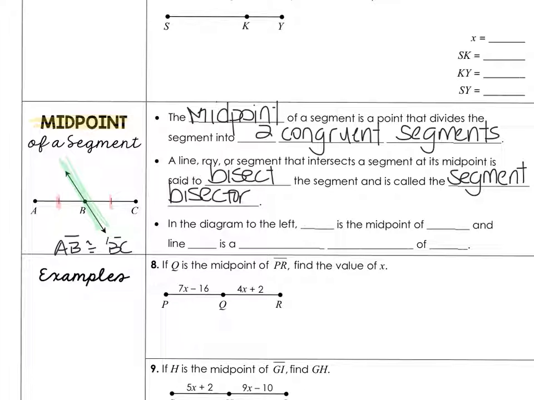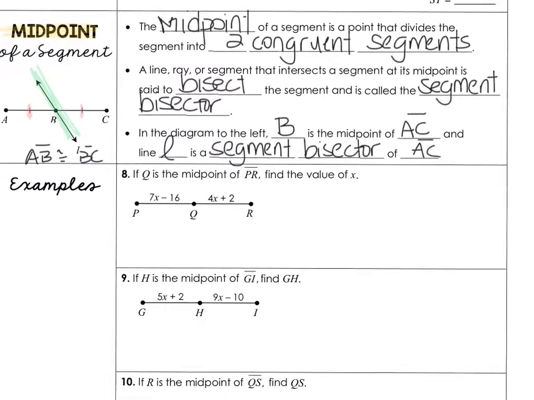So in this diagram, B is the midpoint of segment AC, and line L, I kind of wrote over it there a little bit, but line L is a segment bisector of that segment. Okay, that's really all there is about midpoints, so we're going to do some examples.